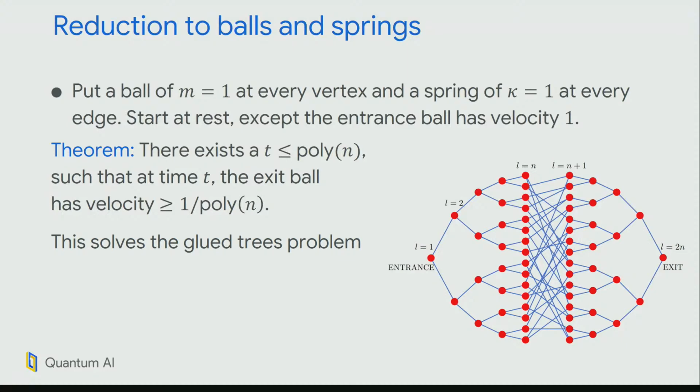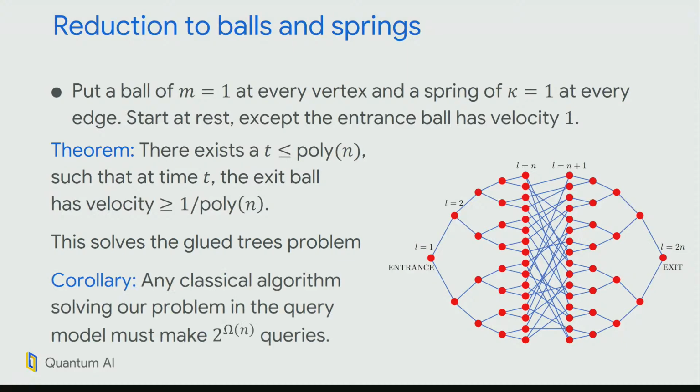And as a corollary, because the glue trees problem reduces to our problem, any classical algorithm that simulates our algorithm will in fact also be able to solve glue trees, which also needs 2 to the omega n queries. Like the classical lower bound essentially goes through for our problem as well, as a corollary of this result.